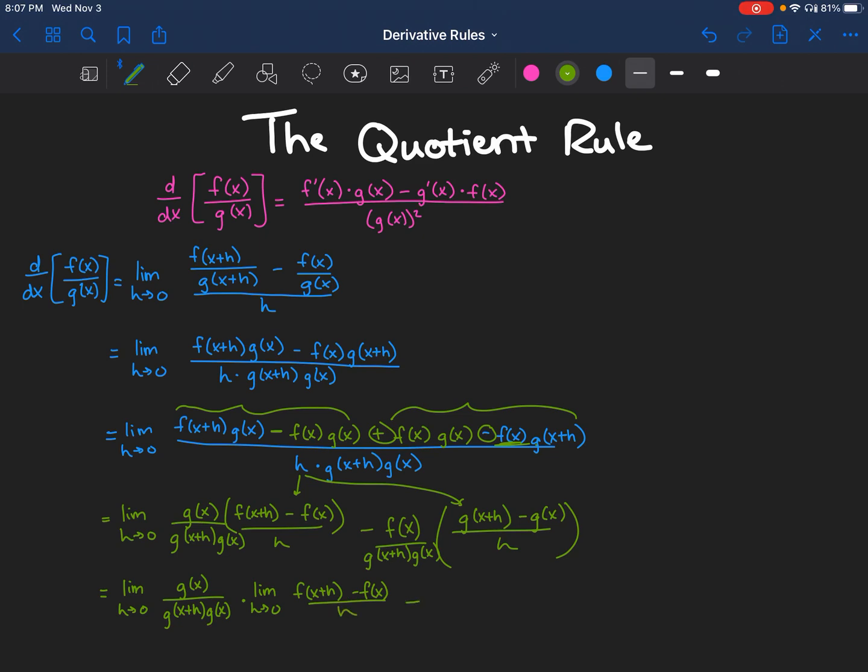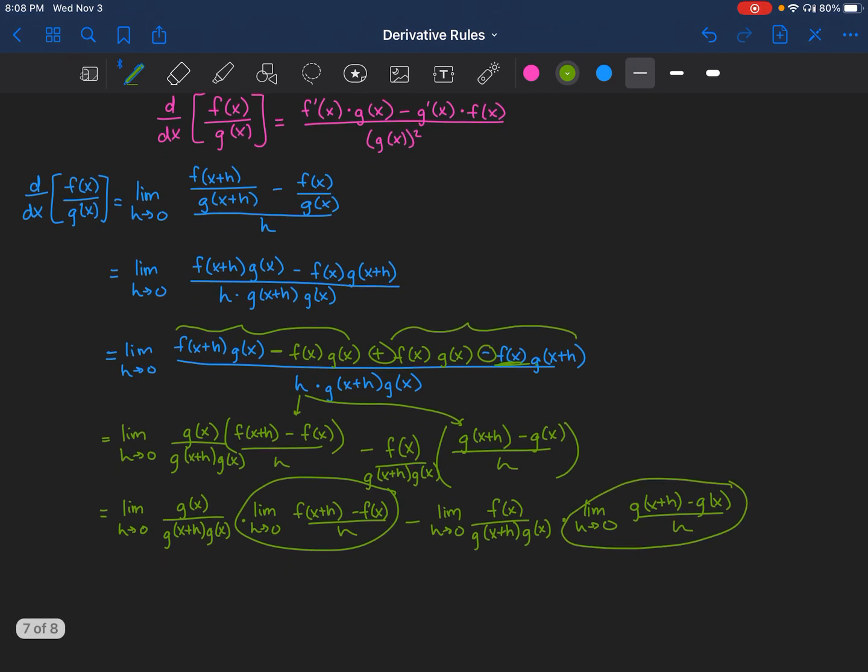And then we'll keep splitting up our limits. So the limit as h goes to 0 of f of x over g of x plus h times g of x times the limit as h goes to 0 of g of x plus h minus g of x all over h. So again, this part right here is f prime. This part right here is g prime. Let me move up just a little bit.